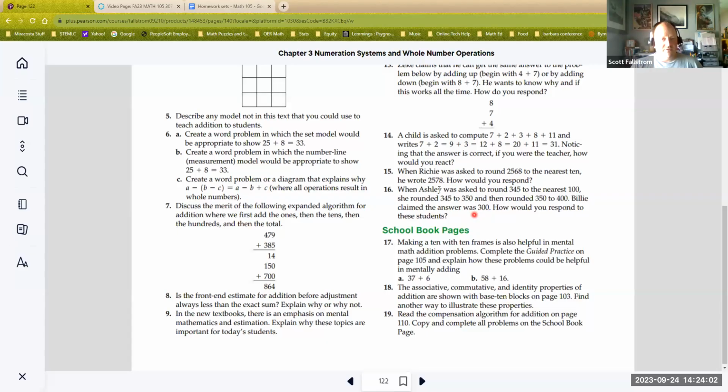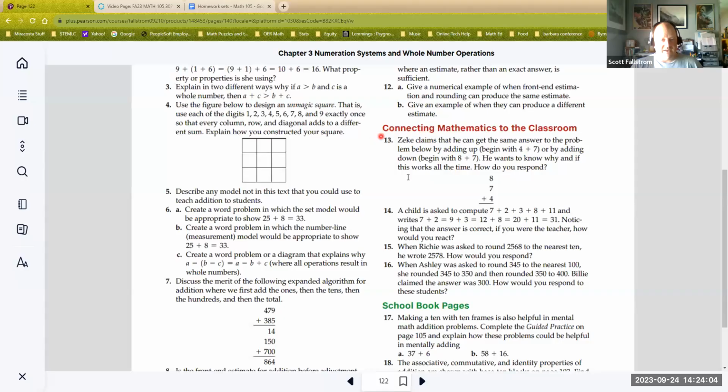Again, these are 13 through 16, the connecting math to the classroom, these CMC questions. These are the bulk of what I'm looking for. How do you respond to students? How will you respond to students in the future? Okay. And then the last one, and this is actually a common one, not just for elementary school students, this goes into adulthood as well.